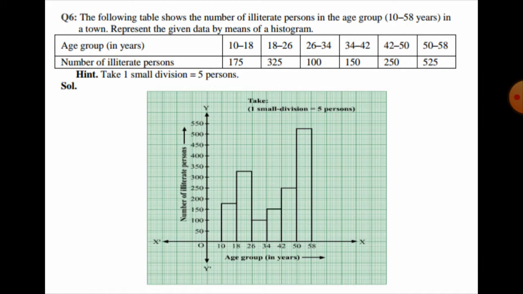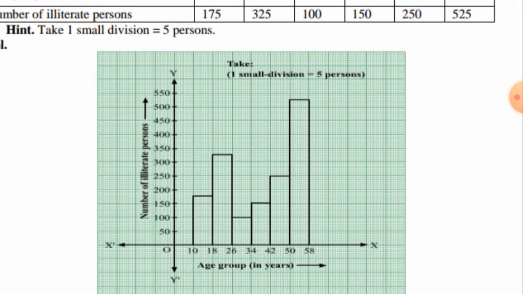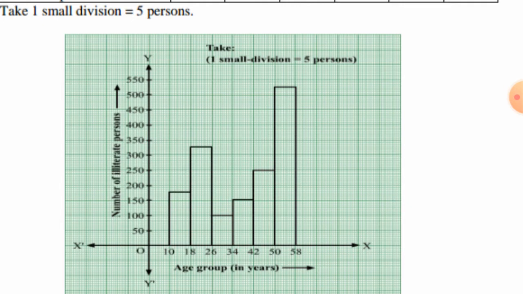See question number 6. In question number 6 we are given: the following table shows the number of illiterate persons in the age group of 10 to 58 years in a town. Represent the given data by means of a histogram. We have been given a frequency distribution table of age group and number of illiterate persons. Here we can take one small division as 5. First we take the gaps 0 to 10, then 10 to 18, then 26, 34. On the x-axis we take age group, and on the y-axis we take number of illiterate persons.